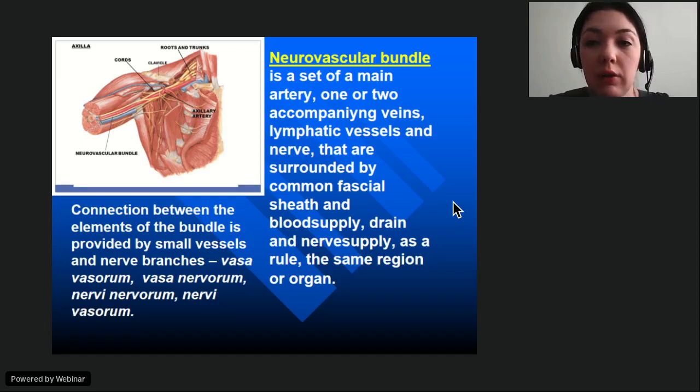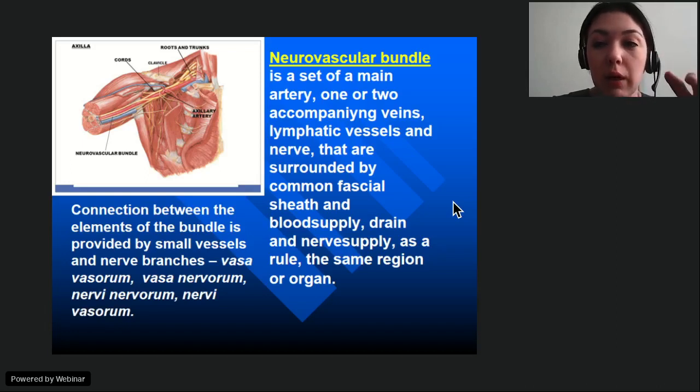And so, yes, they are interconnected, these elements inside the neurovascular bundle. The connection between the elements of the bundle is provided by small vessels and nerve branches. Vasa vasorum, if you still remember Latin, means vessels of vessels. Vasa nervorum, vessels of nerves. Nervi nervorum, and nervi vasorum. So certainly when we studied anatomy, we said that each structure has a blood supply and nerve supply, and certainly vessels and nerves also have blood supply and nerve supply, and so they are supplied by each other, by the branches within one neurovascular bundle.